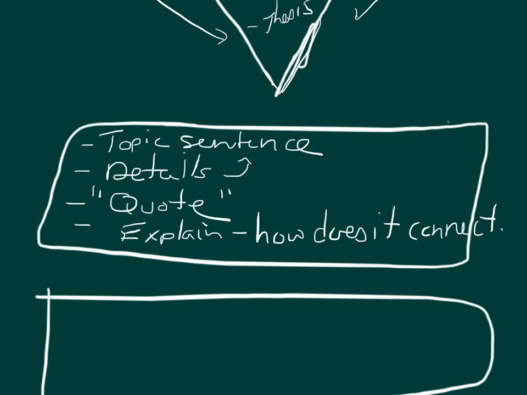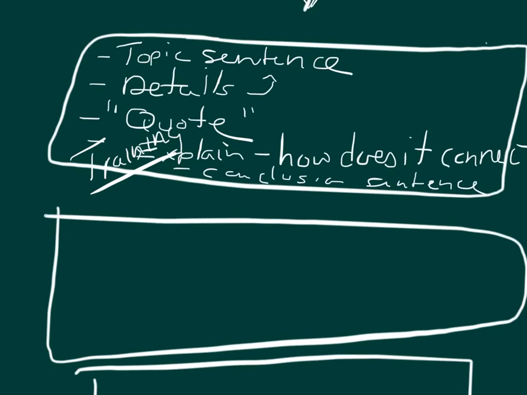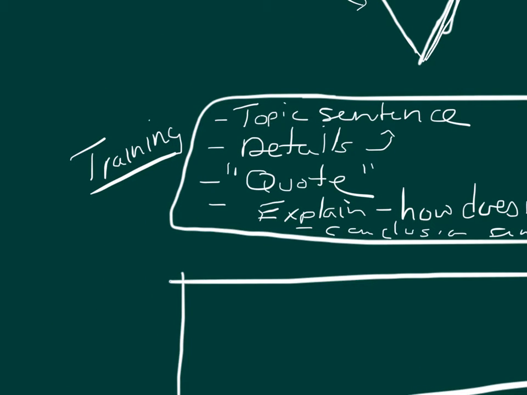All right, and then every paragraph needs to end with a conclusion sentence. It's kind of sloppy, but it ends with a concluding sentence. So you have a last thought on training. If this particular paragraph was on training, then everything in there needs to be about training. Okay? Does that make sense? I hope. All right.